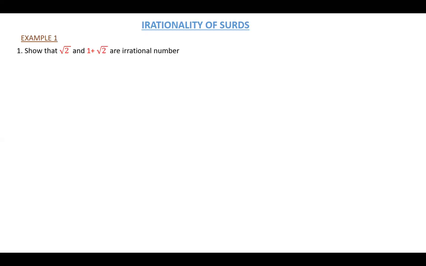So example 1 is saying, show that the root of 2 and 1 plus the root of 2 are irrational numbers. There's supposed to be an S there. I'm going to include it before I send it to you. So the question is saying, show that the root of 2 and 1 plus the root of 2 are irrational numbers. So how do you do that?